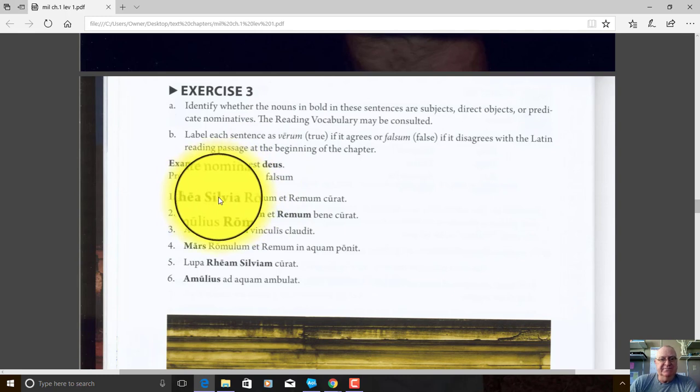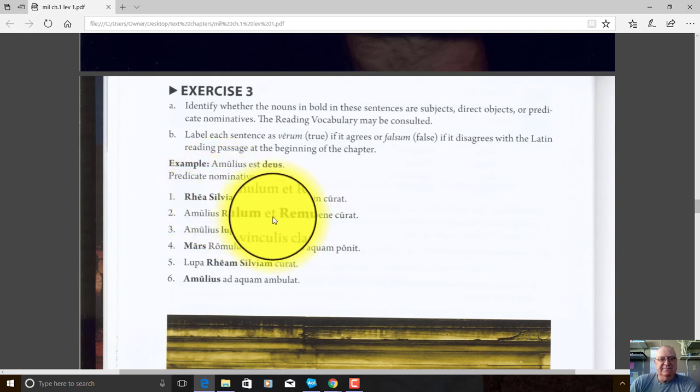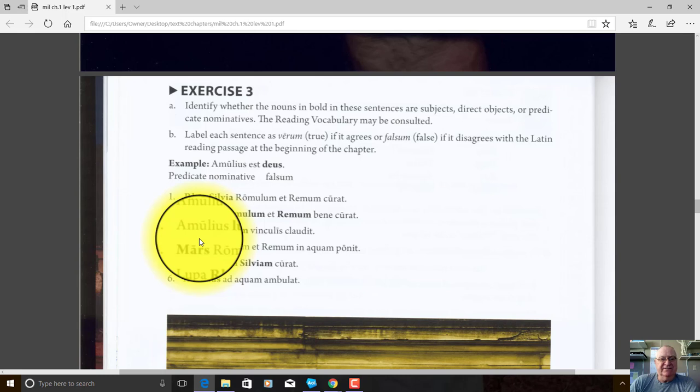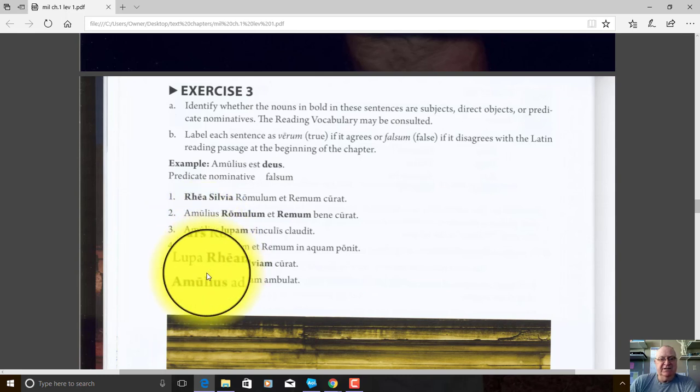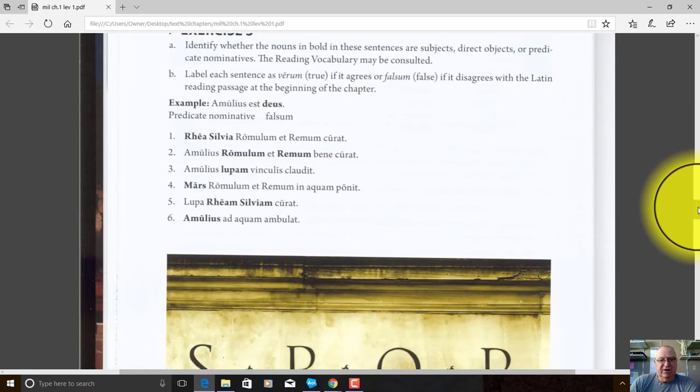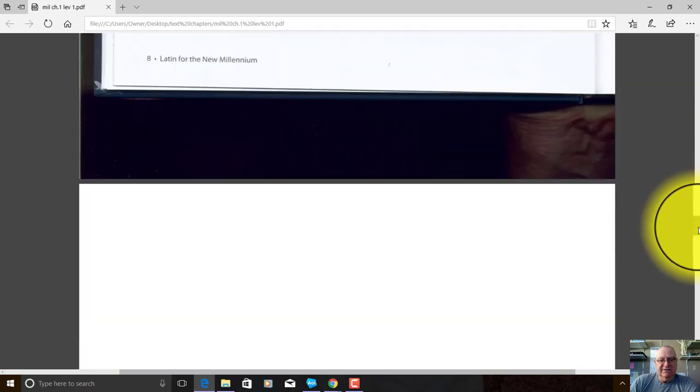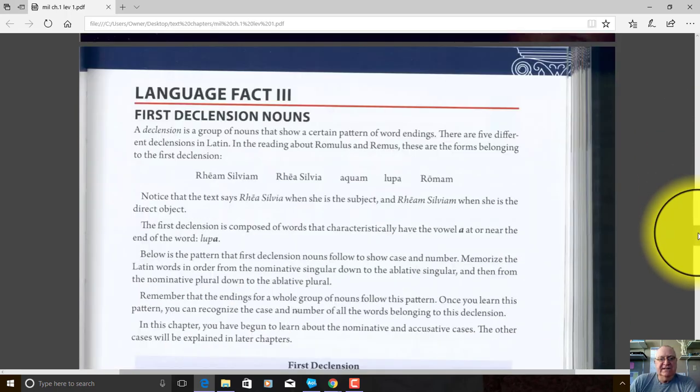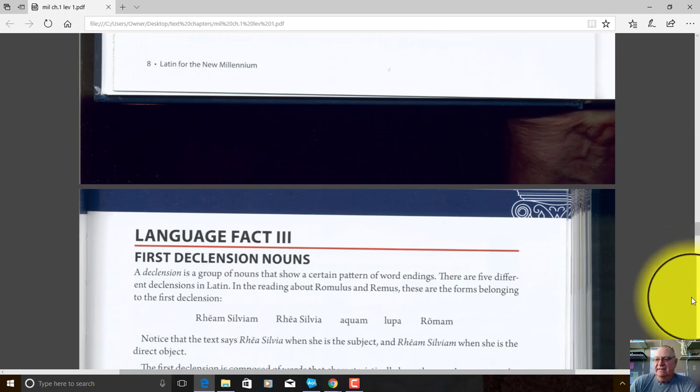This would be a subject. Here we have a direct object, here, another subject, a direct object, and a subject. Okay, and I don't see any predicate nominatives here, but they're either all a subject or direct object there. First declension nouns end in A.